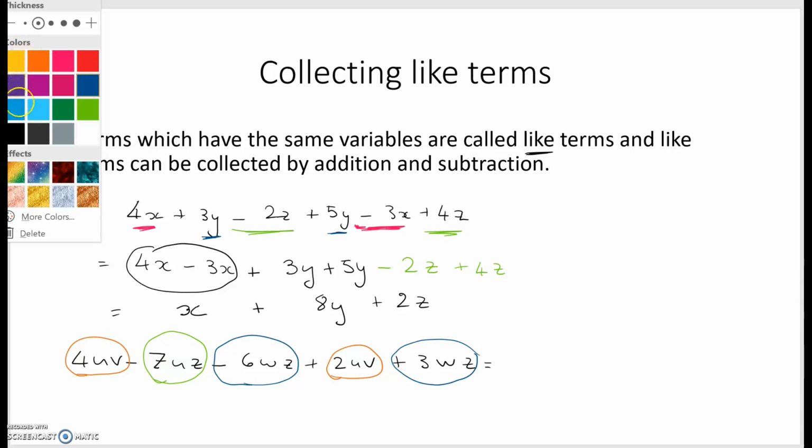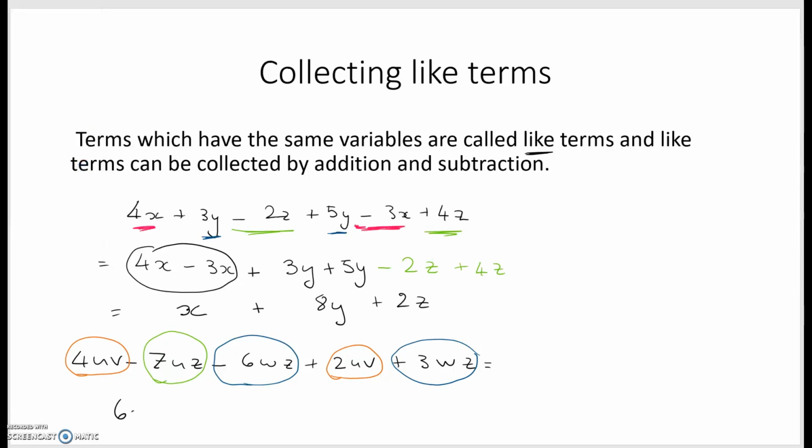Okay, now let's collect them all together. So let's collect the red ones. So that's 4uv plus 2uv, that's 6uv. Then we're going to collect the greens, and there's only one green, so that's minus 7uz. Then we're going to collect the blues, so it's negative 6wz plus 3wz. That gives us a net result of negative 3wz.